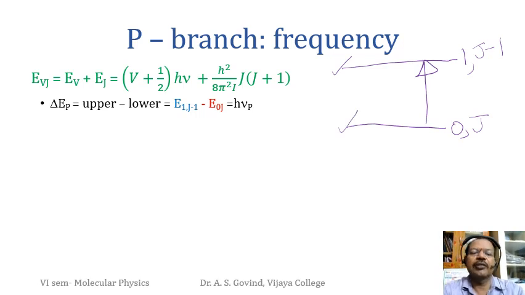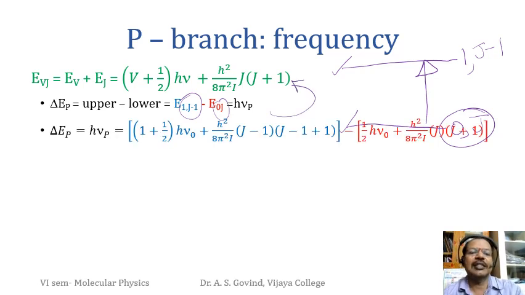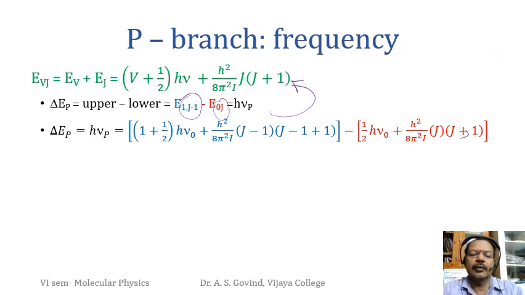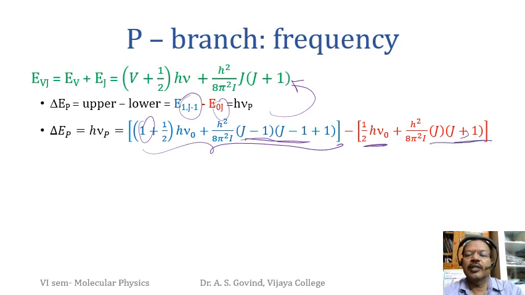So 1, J minus 1, that is this one. 0, J is the lower one. And these are the values to be substituted in this equation. So that is what is done in the next step. So observe it carefully. So delta E is h nu, and this part is the E1, J minus 1. So V equals 1 here, and J is written as J minus 1. Next one, V equals 0 here, and J equals J.